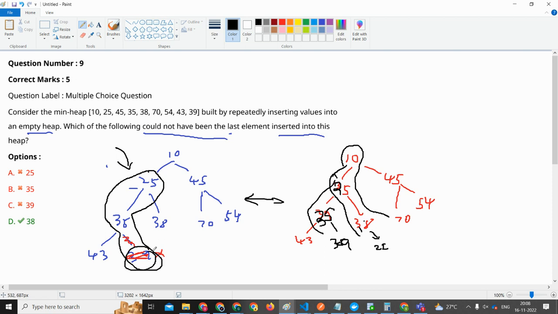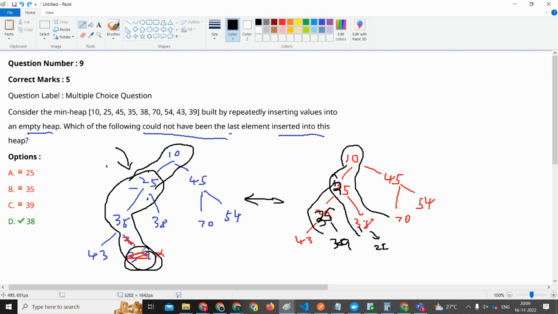Am I right, Stephen? Am I making sense here? Yeah, that's the perfect answer. Only if you're inserting there, only the elements which are parent to that or in that path could have been inserted. Nothing else could have been inserted. Correct. 10 could have been inserted, 25 could have been inserted, 35 could have been inserted, or 39 could have been inserted. Because if you're inserting something, that value cannot go and sit over here.